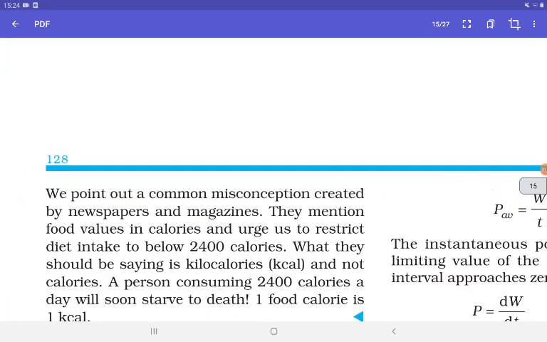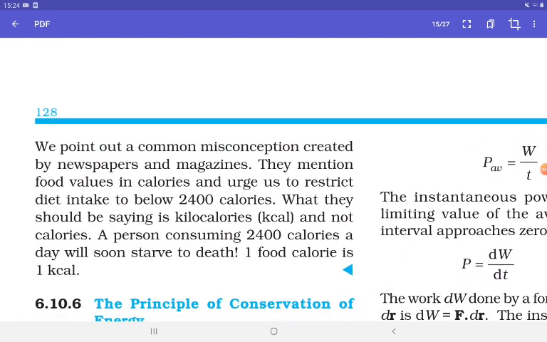We point out a common misconception created by newspapers and magazines. They mention food values in calories and urge us to restrict diet intake to below 2400 calories. What they should be saying is 1 kilocalorie and not calorie. A person consuming 2400 calories a day will soon starve to death. A food calorie is 1 kilocalorie.